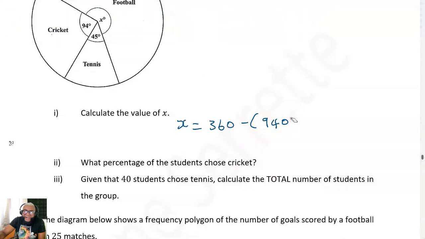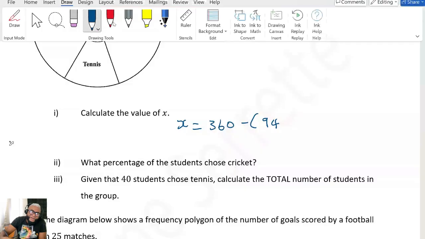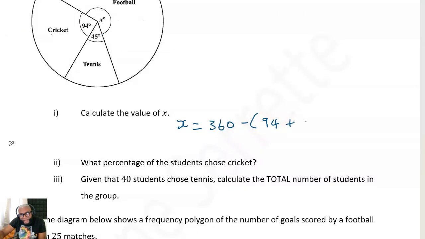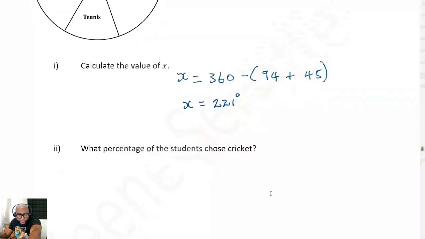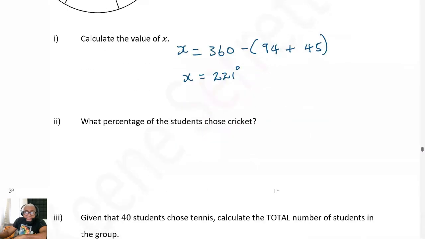So it would be 94 degrees plus 94 degrees plus 45 degrees, boom bang, which will be equal to what's the value of x, my children? 221. 221 degrees, right? What percentage of the students were chosen for cricket? How many degrees was chosen for cricket, my children? 94 degrees.